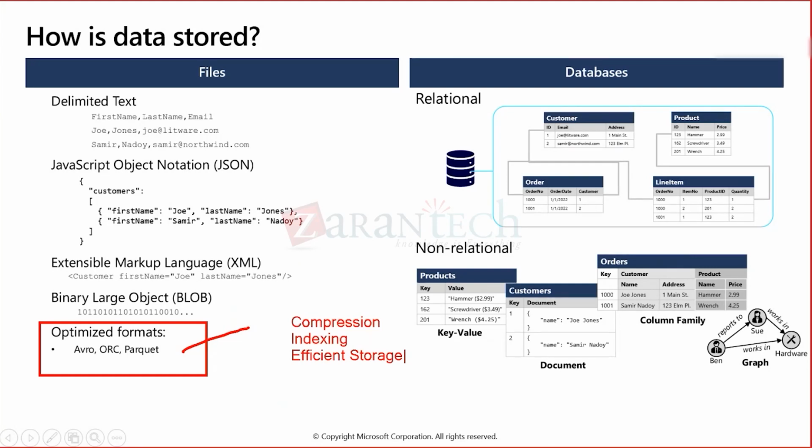These are highlighted in the red box. These are the efficient, specialized file formats. Number one is Avro. Avro is a row-based format. It was created by Apache. The correct name is Apache Avro. Each record contains a header that describes the structure of the data in the record. This header is stored as JSON, and the data is stored as binary information.